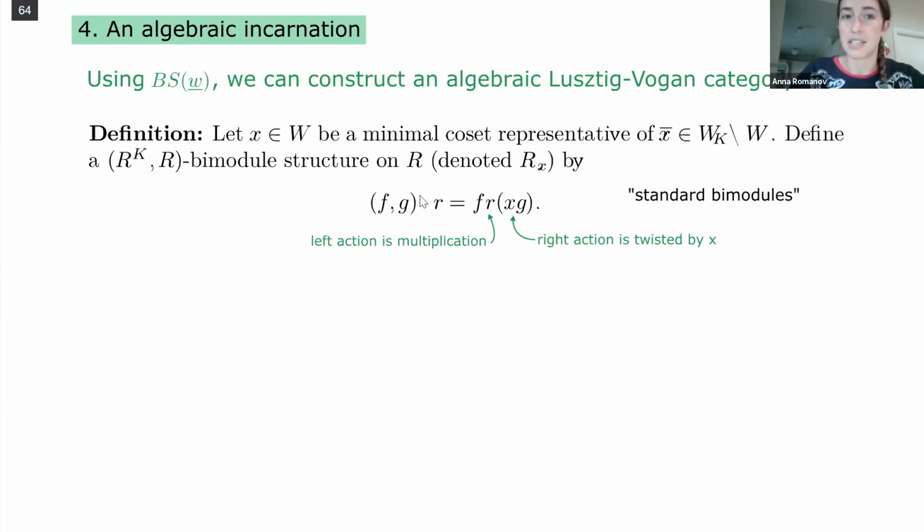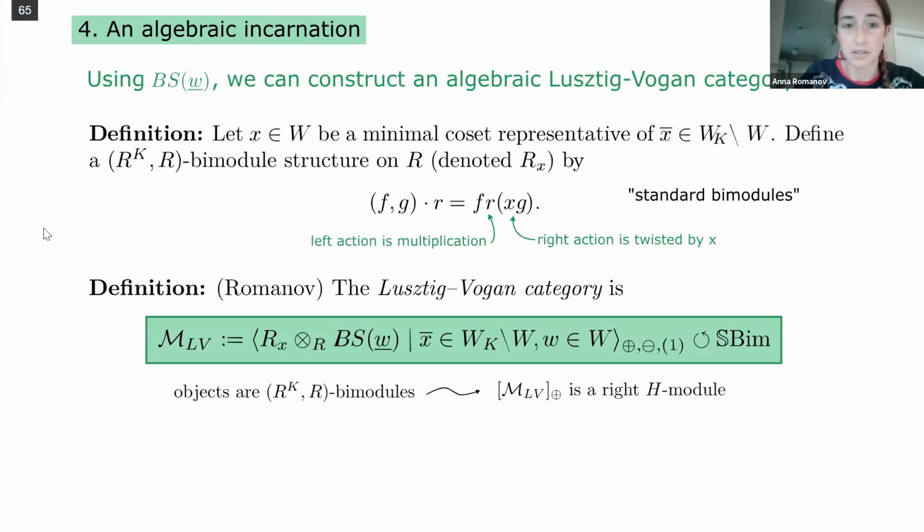So we take something that just looks like R as a vector space, but we ask that the action of R_K and R is that an element of R_K just acts on the left by left multiplication, and the element of R acts on the right, but it acts in a twisted way by x. So first we take the element of the Weyl group, which has an action on R itself, we twist by that, and then we multiply. And these we'll sort of call standard modules.